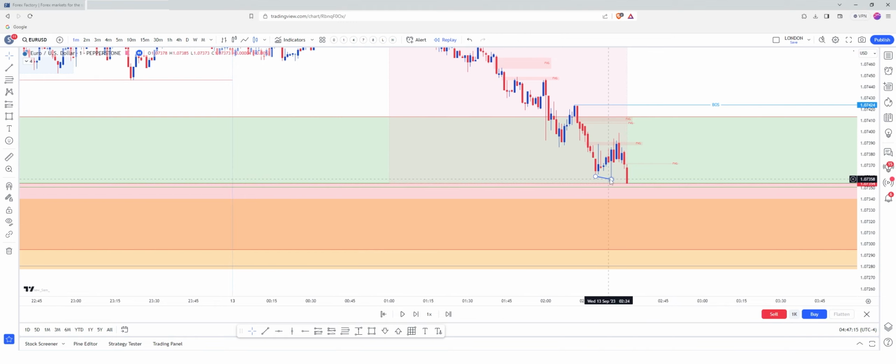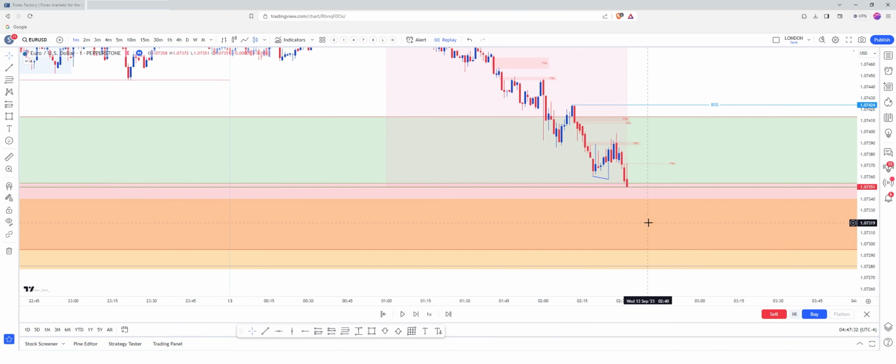So we've built this liquidity, we've just swept that liquidity now, and we are displacing lower. There's no displacement higher yet, we seem to be displacing lower. We've left a volume imbalance along with a fair value gap. We're just approaching the discount. 50% of that larger 15-minute fair value gap has just been tapped.